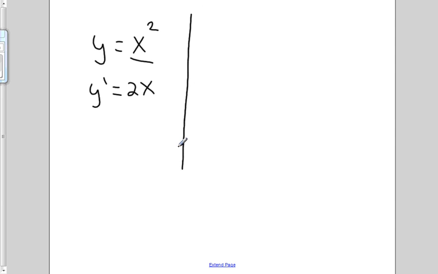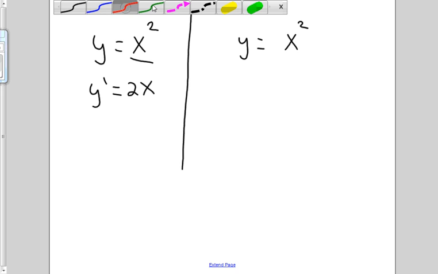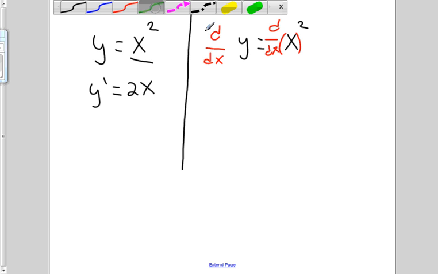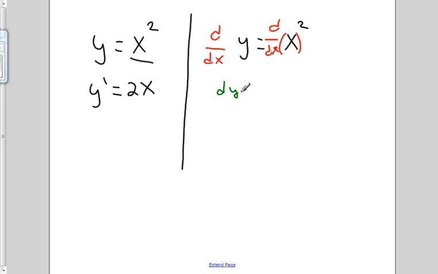Now, we were doing more than just that, or rather, we could think about doing this as implicit differentiation, where we took our equation, the same one as before, and we're going to take the derivative with respect to x on both sides. So when we do that, on the left hand side, the derivative with respect to x of y is just dy dx.